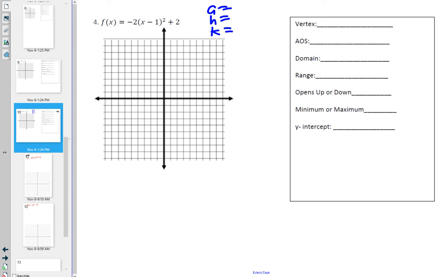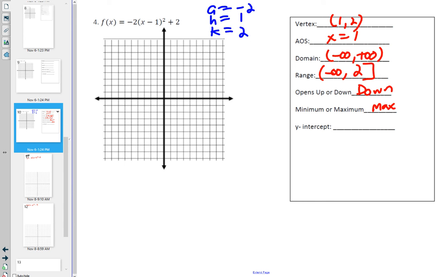So A is -2, H is +1, K is 2. This will be the last one that we do of this type. We have to write all the stuff in. So 1, 2, axis of symmetry is at 1, domain is -infinity to +infinity. Jason, what's my range here? If this is going down, which means the vertex is a max, -infinity. No. I mean 2.